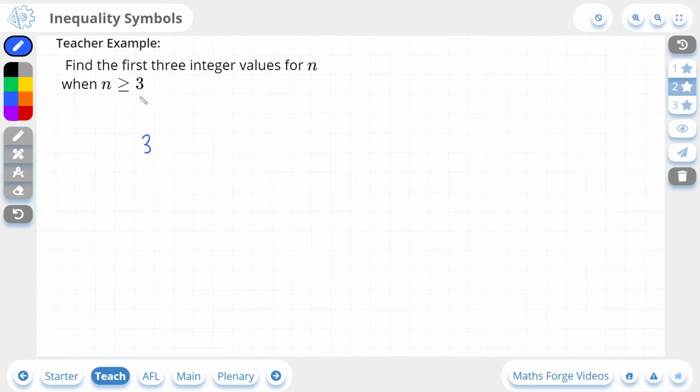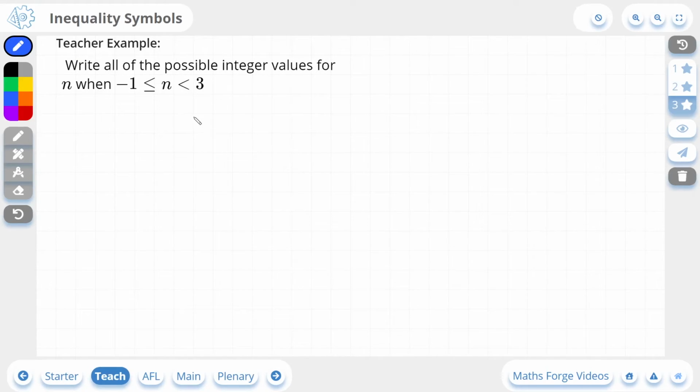The first number that's equal to or greater than 3 is 3. The next number that's equal to or greater than 3 is 4. And finally, the third number that's equal to or greater than 3 is 5. So this greater than or equals to symbol allows 3 to be one of those numbers because it's equal to it. And if we check our answer, there it is. Now let's do a 3-star example.